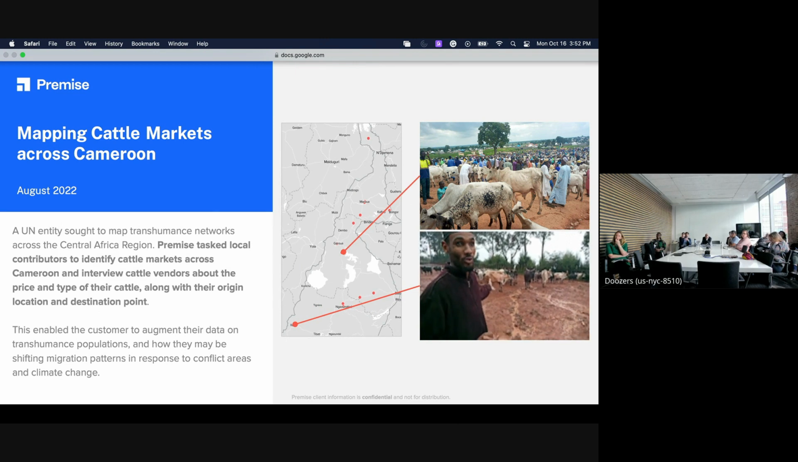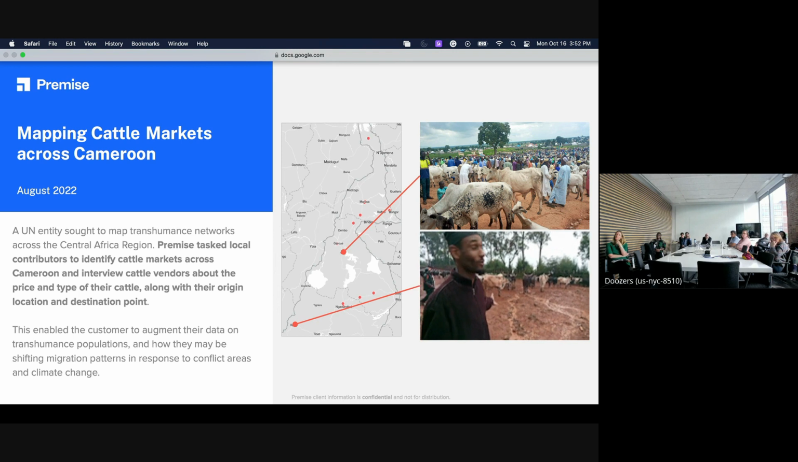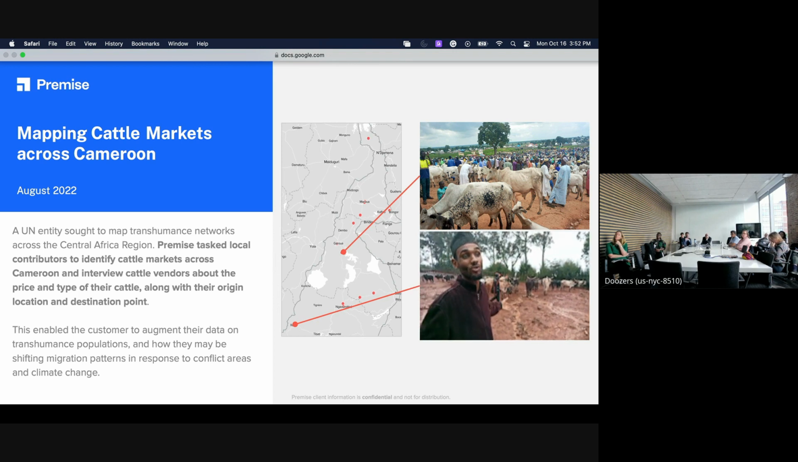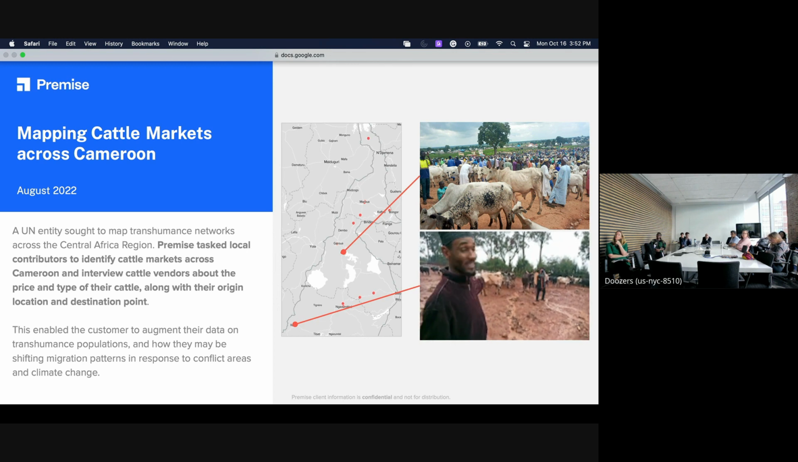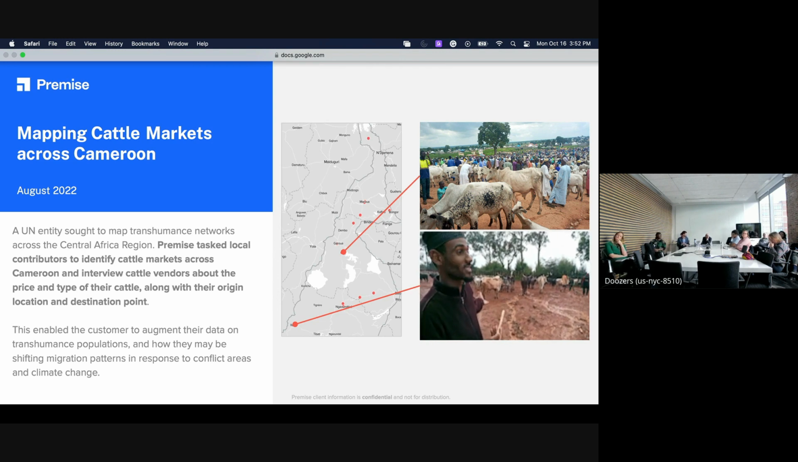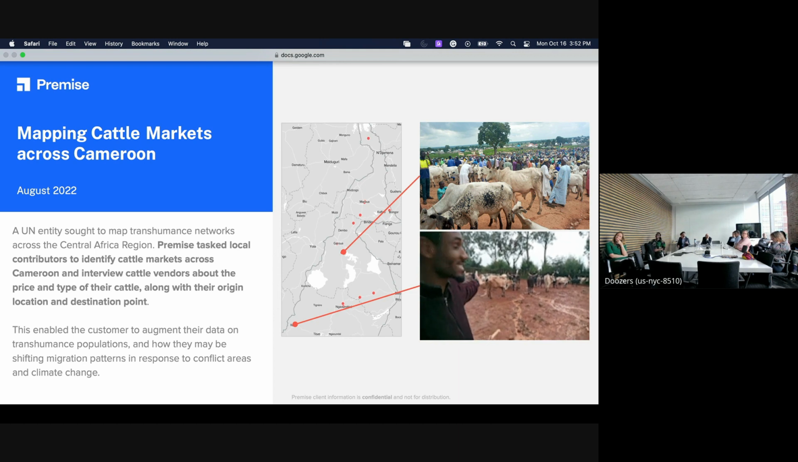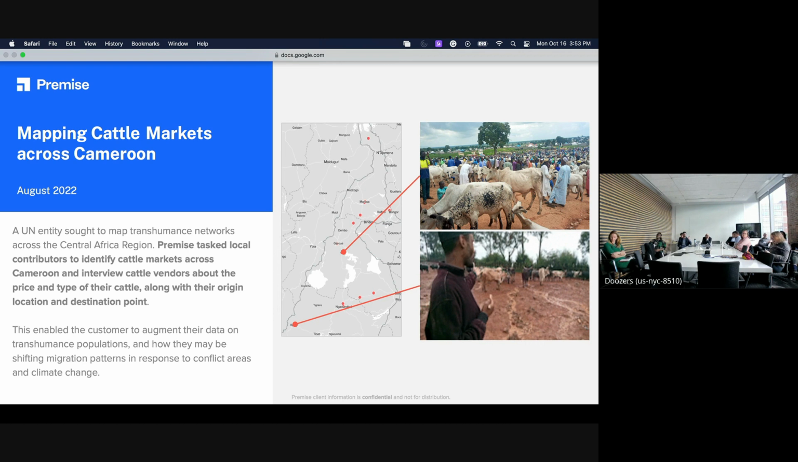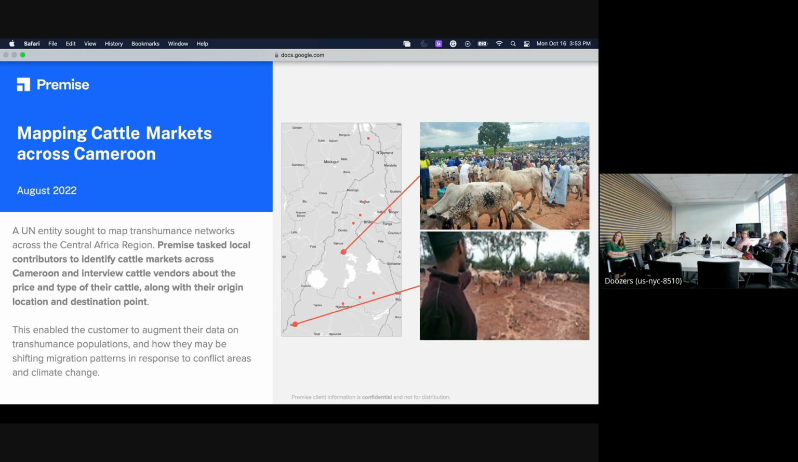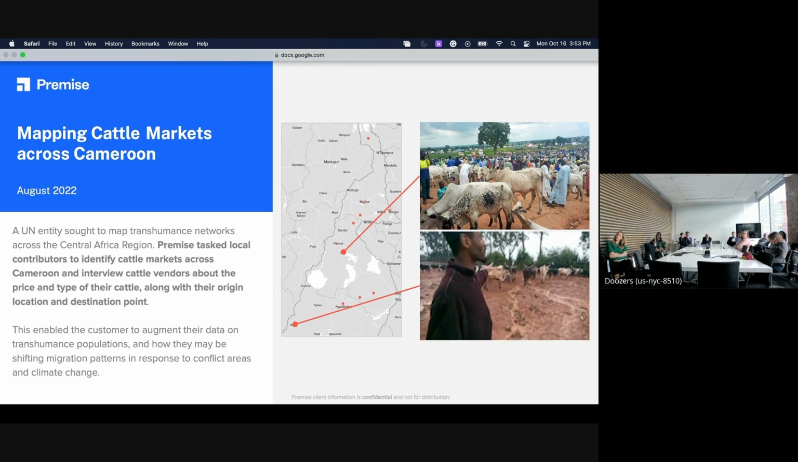Other than that, we worked with a UN entity, this was a pilot, to map out transhumance networks, right, across the Central Africa region. So we had individuals go to different cattle markets, interview vendors, understand their supply chain, right? How difficult is it to raise the cow, right? What are the types of foods that they're missing for the cow to get the weight that it needs to make them more money? What are the prices and how does this change? This was a way to get data on transhumant populations and see how that may be impacting or shifting migration patterns across Cameroon.